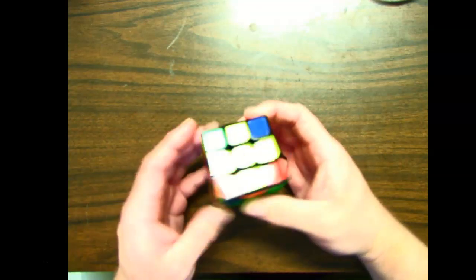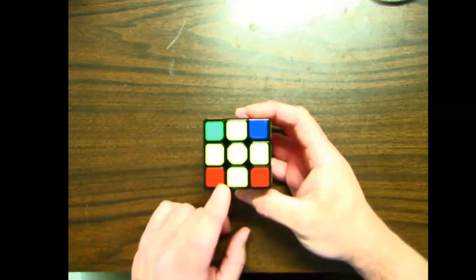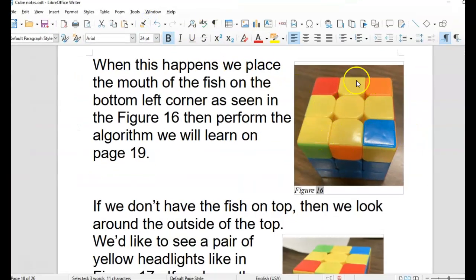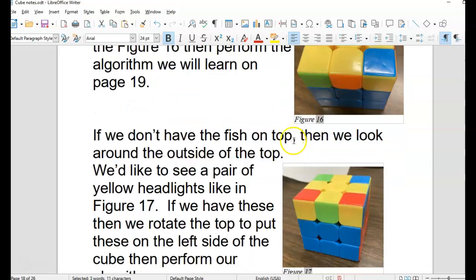Again, here are the three situations. Again, you want the fish, which I'll show you in some pictures real quick. Right, there's the fish, just the one corner solved. And then we want that fish facing to the left. That left corner is the ideal.